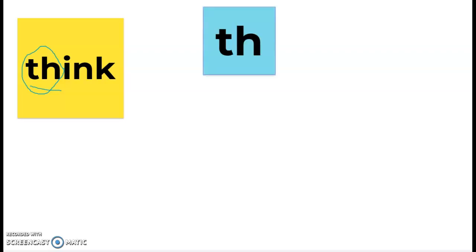How many sounds do you hear in the letters th? Th. I hear one sound, but that one sound is made up of how many letters? Two. Th is made up of T and H put together. Let's look at some more words that start with the consonant cluster TH, or th.